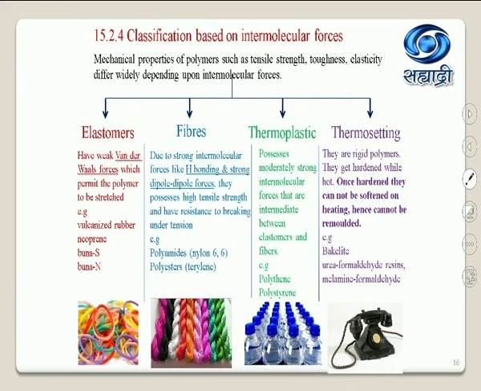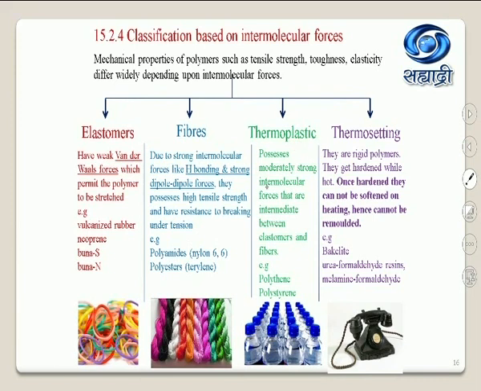For example, polyamides, that is nylon 6,6, polyesters, that is terylene. So I have shown here a picture of nylon ropes, which are fiber category polymers. Here you have to remember what type of force of attraction is there in these fibers. It is hydrogen bonding and strong dipole-dipole forces. Correct? Okay.